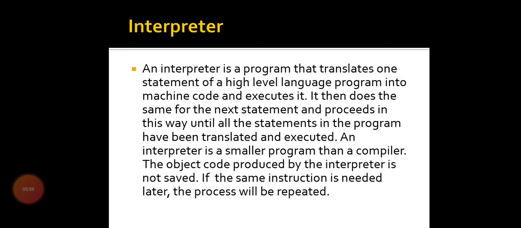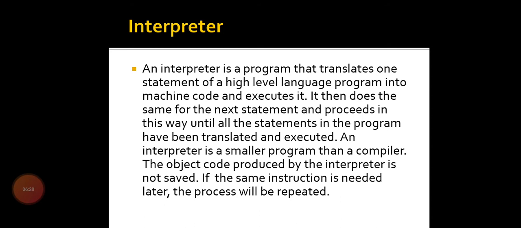Now interpreter. Interpreter is slightly different. It takes only the first line, converts it into machine language and executes it. Execute means run it. It then does the same for the next statement. The only difference between compiler and interpreter is that the compiler takes the whole program, but the interpreter takes it line by line.